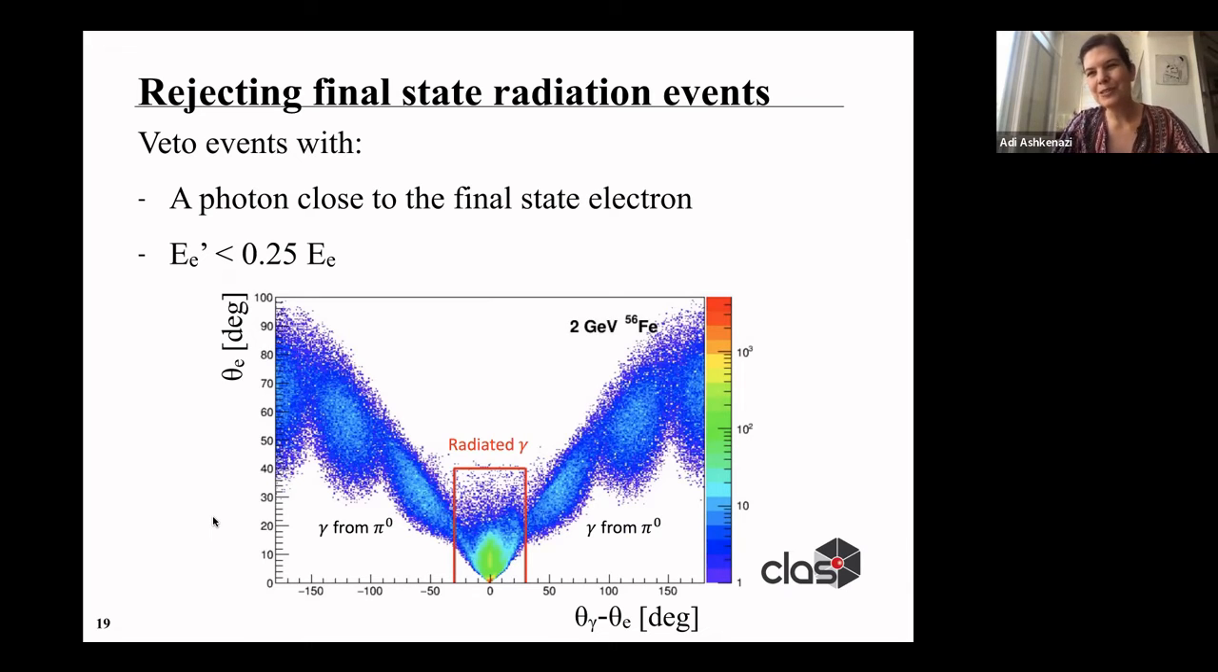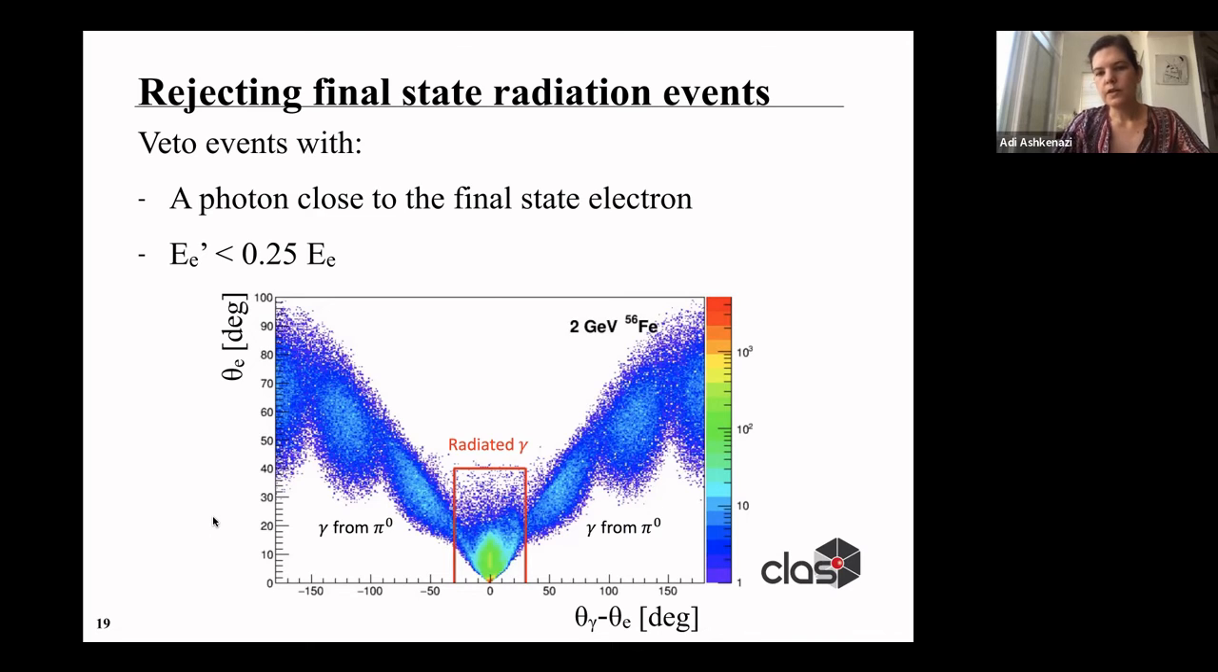So for this plot, I need to show you first CLAS coverage. What we've done is we vetoed the events with a photon close to the final state electron. And here you can see the difference between the final state electron and a photon in the same event, the difference between their angles. So we really just cut all the events with a photon next to the electron. And also we vetoed the events with a very small outgoing final state lepton energy. We assumed that most of the energy was lost due to radiation.